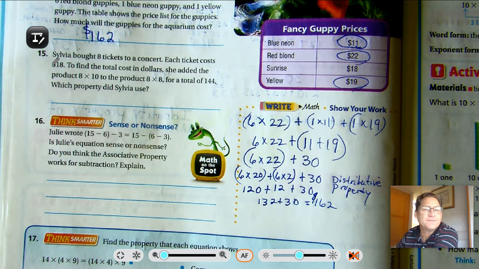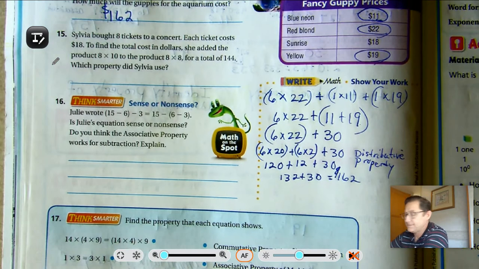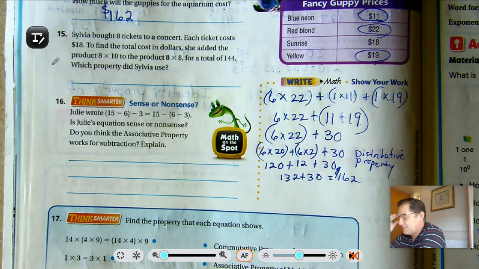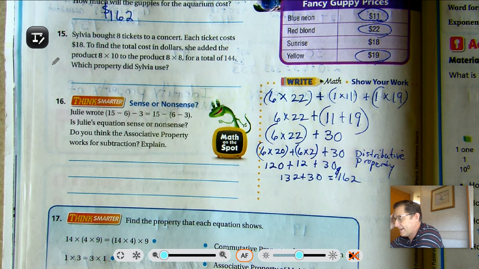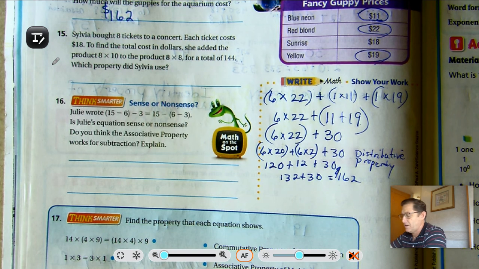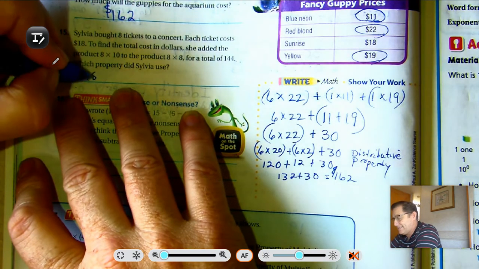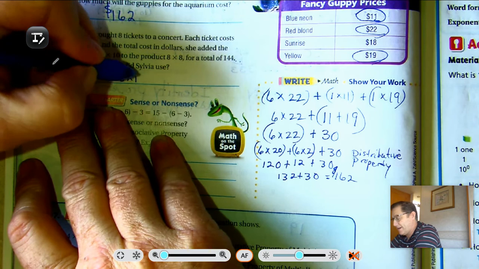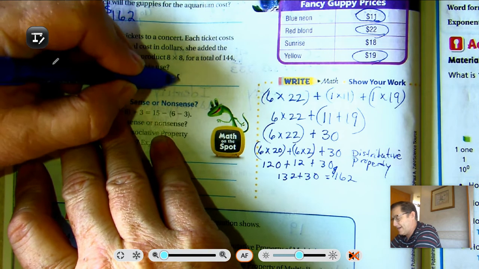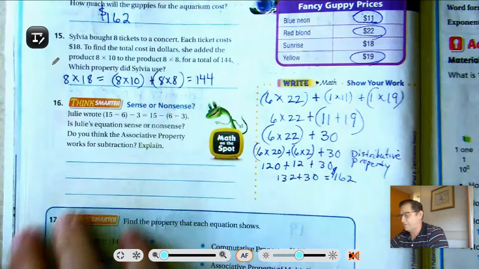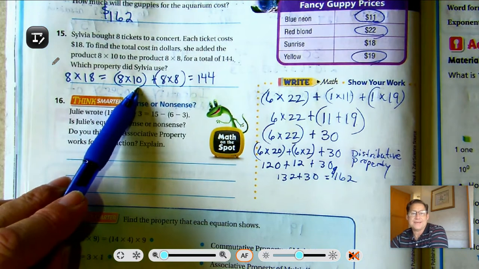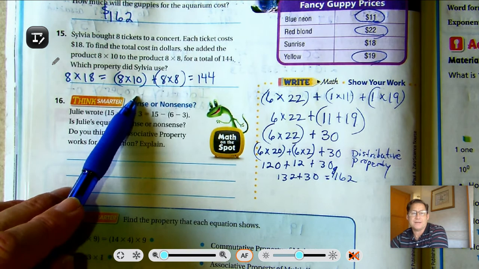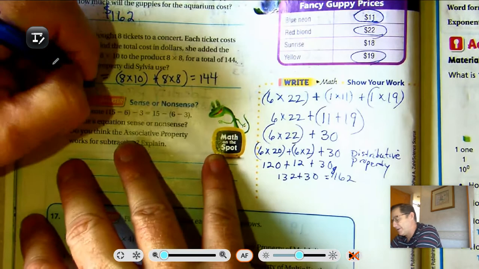All right, number 15. Sylvia bought 8 tickets to a concert. Each ticket cost $18. To find the total cost in dollars, she added the product 8 times 10 to the product 8 times 8 for a total of 144. Which property did she use? So she bought 8 tickets at $18. She figured it out by going 8 times 10 plus 8 times 8 equals 144. So what property did she use? She broke up the 18 into 2 smaller add-ins and multiplied by the 8. That's distributive property.